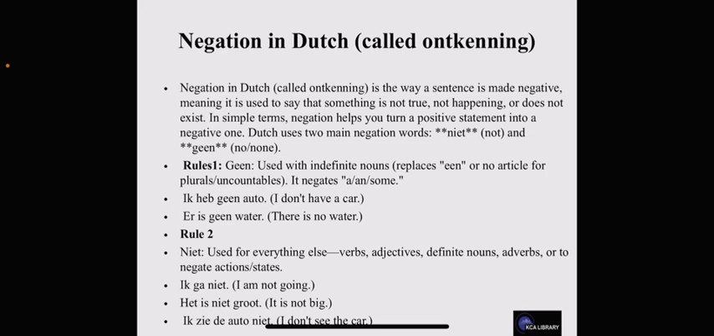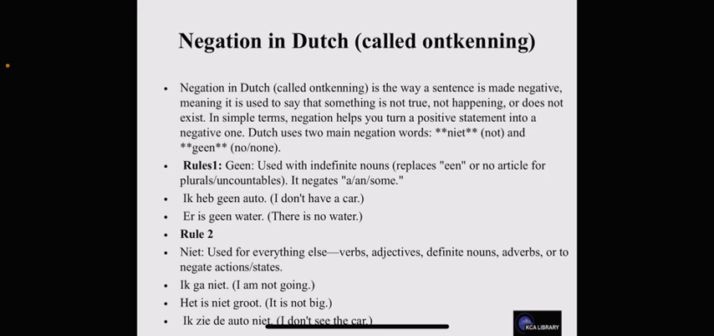Negation in Dutch, ontkenning, is the way a sentence is made negative, meaning it is used to say that something is not true, not happening, or does not exist. In simple terms, negation helps you turn a positive statement into a negative one. Dutch uses two main negation words, niet, not, and geen, no or none.